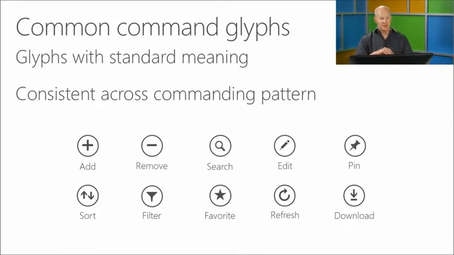And there's some common command glyphs that we see that are consistent across apps. And again, that consistency just breeds familiarity for your user. So the plus sign is always add, the minus sign is always remove, the magnifying glass is always search. Users are going to learn this once, and they're going to be able to feel familiar with your app if you leverage these commands in that context.